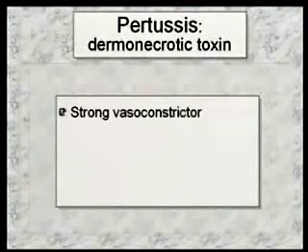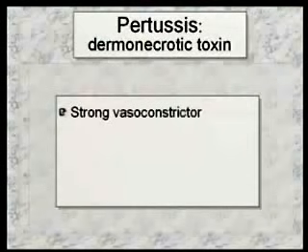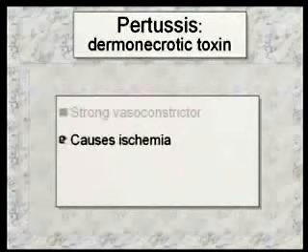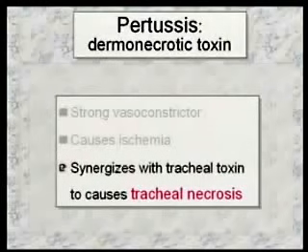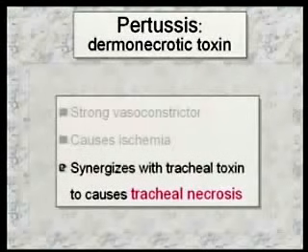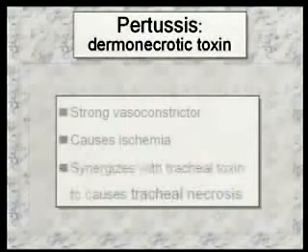Pertussis dermatoxin is a strong vasoconstrictor and therefore causes ischemia in the tissue, and that ischemia can damage the tissue cells. It synergizes with tracheal toxin to cause tracheal necrosis. So between tracheal toxin and necrotic toxin, they both damage the ciliary epithelial cells.